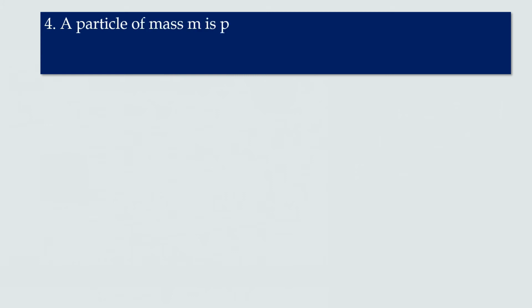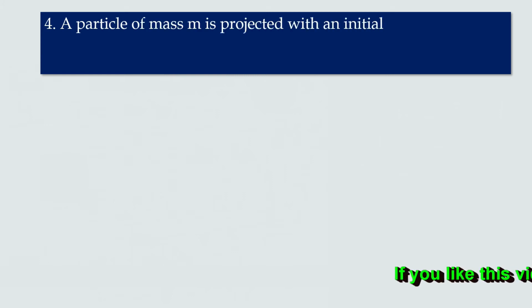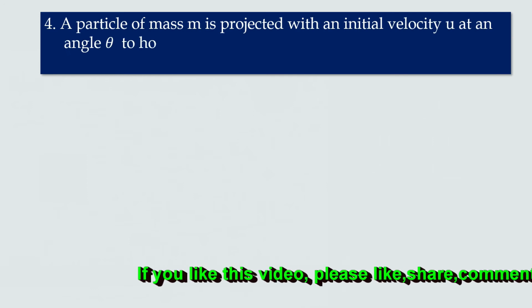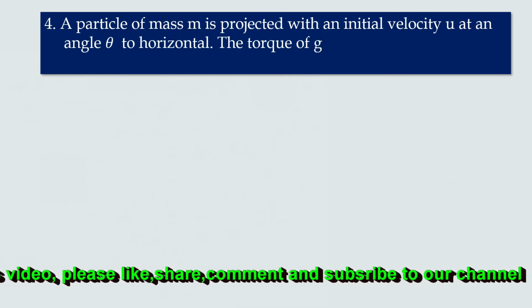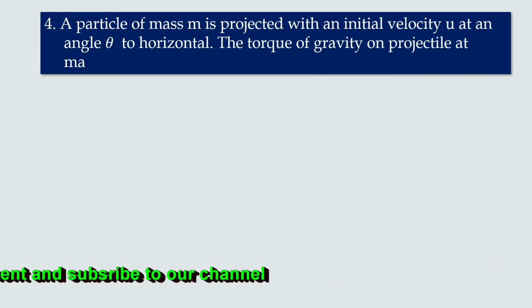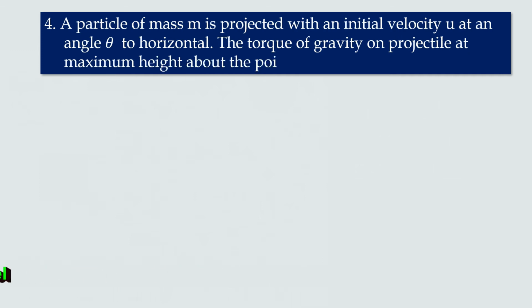A particle of mass m is projected with an initial velocity u at an angle theta to the horizontal. The torque of gravity on the projectile at maximum height about the point of projection is. Now let us go to the solution.